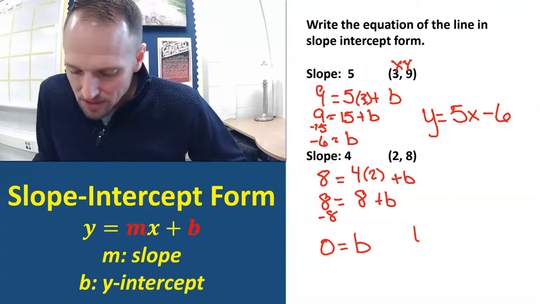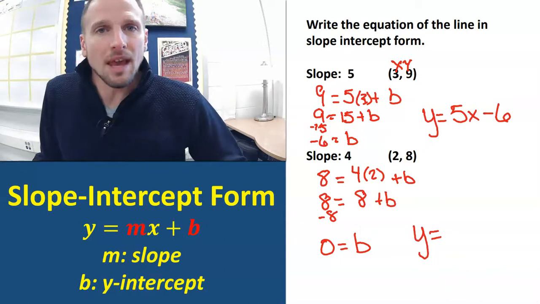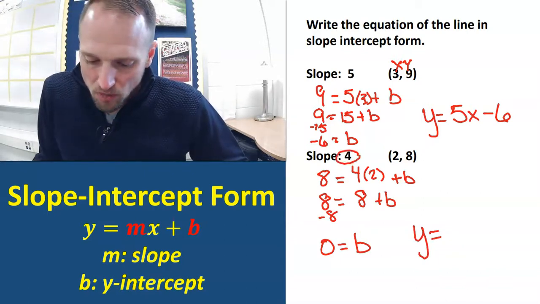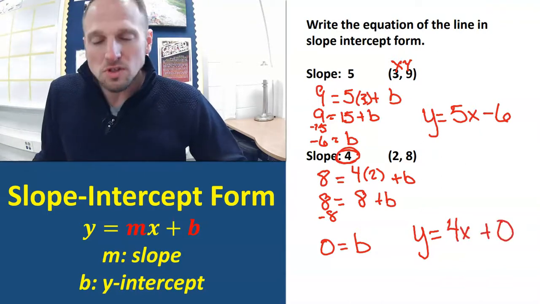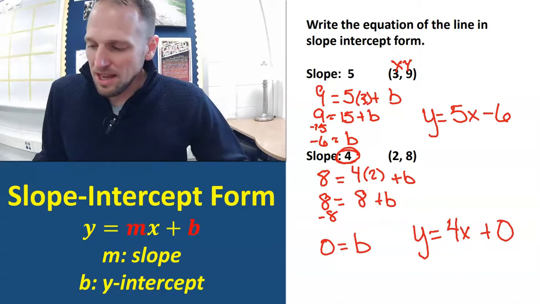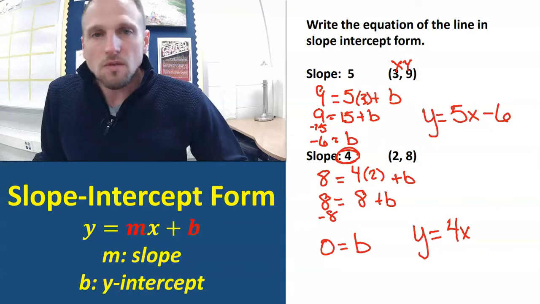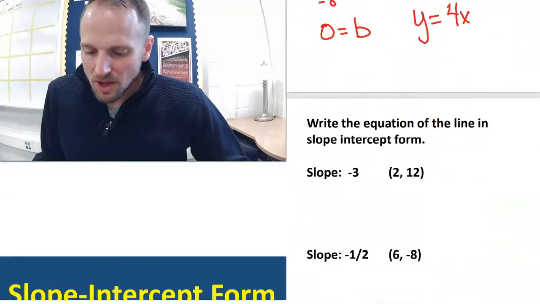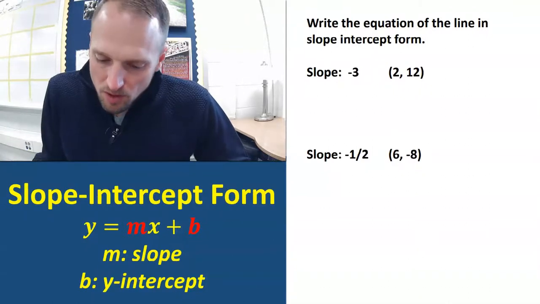So now to write this in slope-intercept form, y equals mx. The m is our slope, which we already knew from up there, so that's going to be 4x plus b, which was 0, which we found. Now, we don't really need that plus 0 at the end. The best way to write this would just be y equals 4x. Okay. So that's not bad. Let's do a couple more real quick.